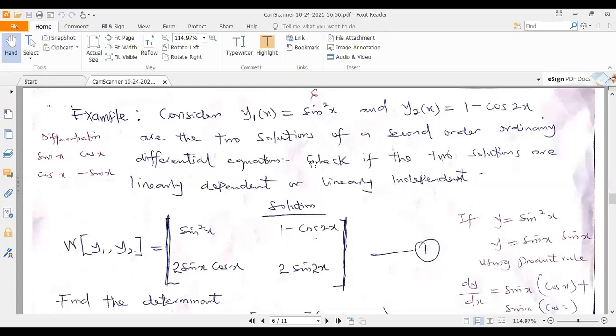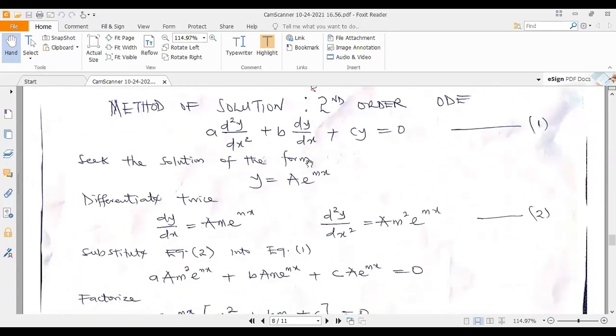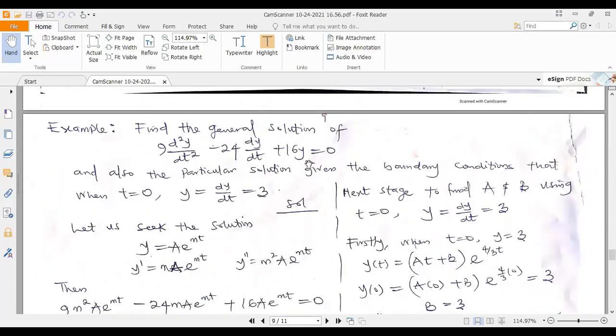Before I proceed, let me quickly jump to a page. I'm coming back. Let's look at this problem. Can you see my screen now?